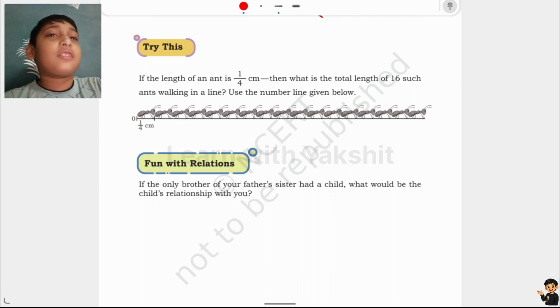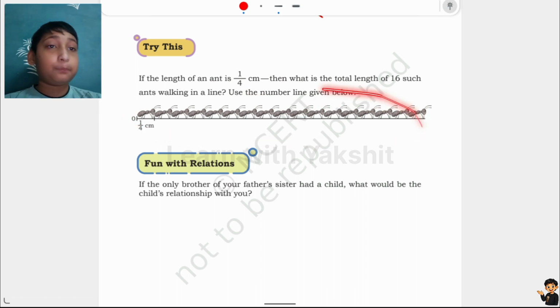Now we have to actually try this. It's the title. If the length of an ant is 1/4 of a centimeter, then what will be the total length of 16 such ants walking in line? Use the number line given below.